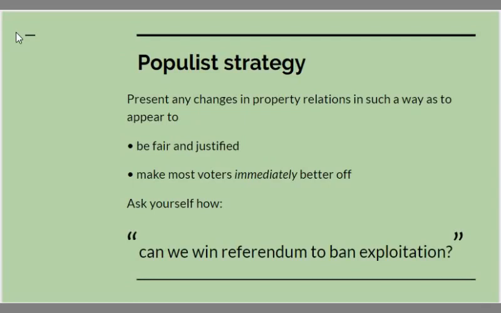If socialists are to succeed now, they need an unashamedly populist strategy. And we have to present any changes in property relations in such a way that they appear to be fair and justified, and most importantly, make most voters immediately better off. In order to see how to face the problem, you have to say, how can we win a referendum to ban exploitation? How can we put the matter in such a way that a clear majority of the population would be willing to go to the polling booth and vote to end exploitation?